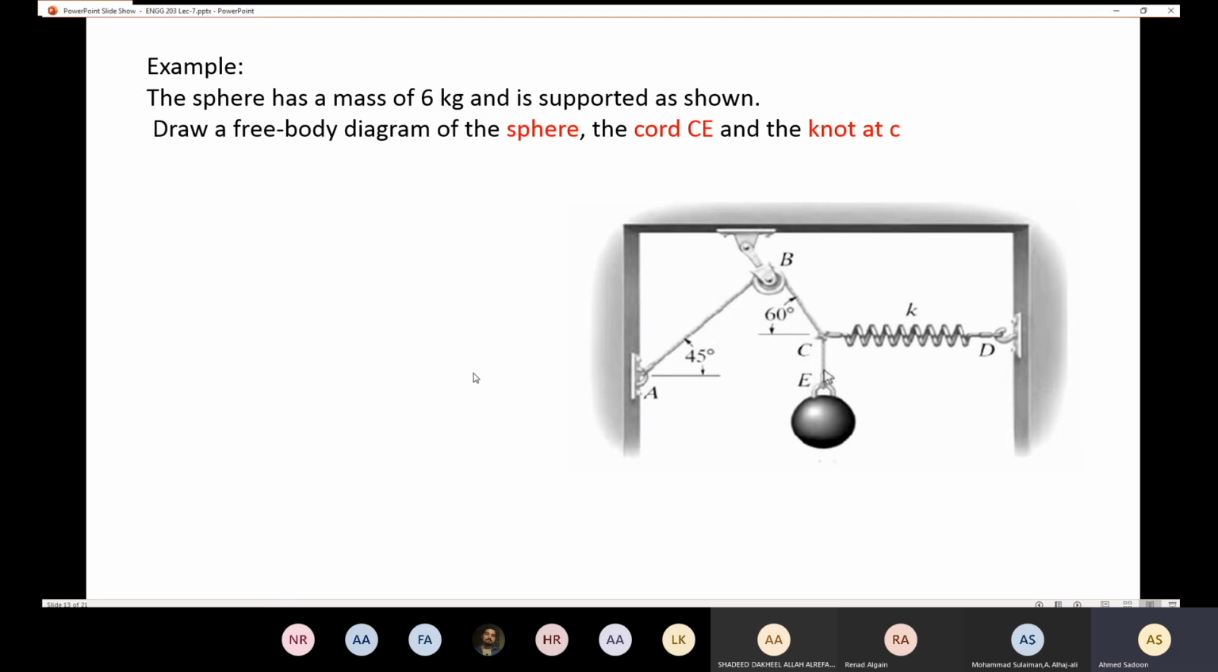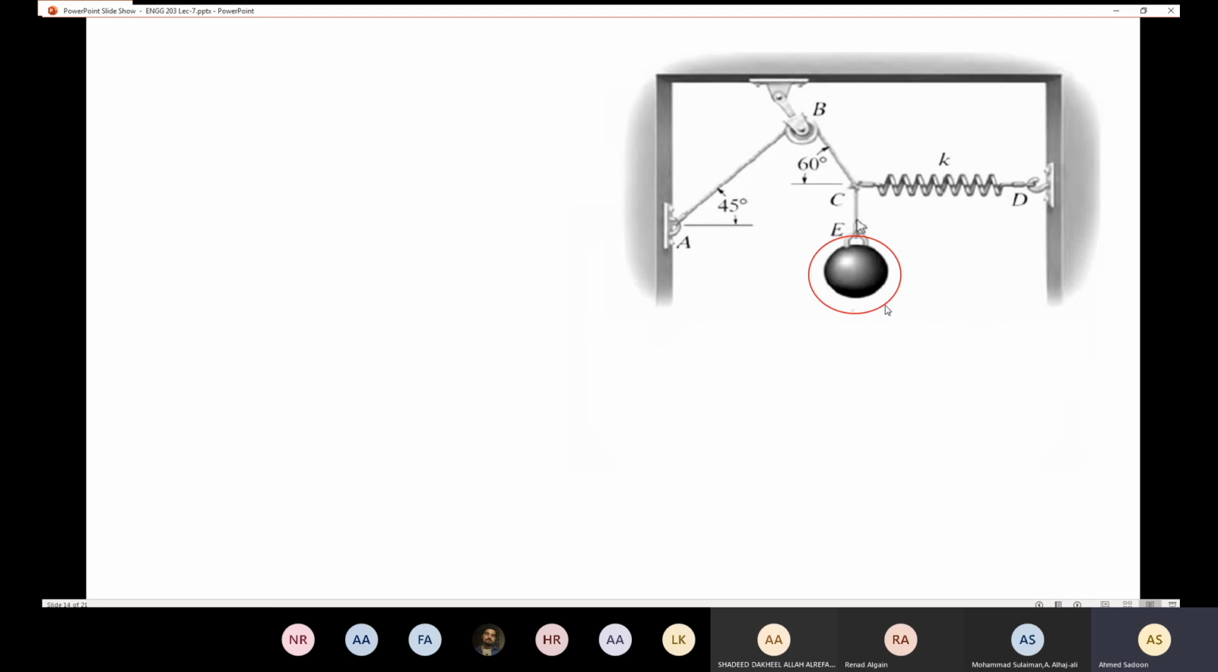First, we are going to start with this sphere. In order to do that, I need to separate this one alone. So now I need to draw the free body diagram for the sphere here. So I will separate this one alone. I will put it here.